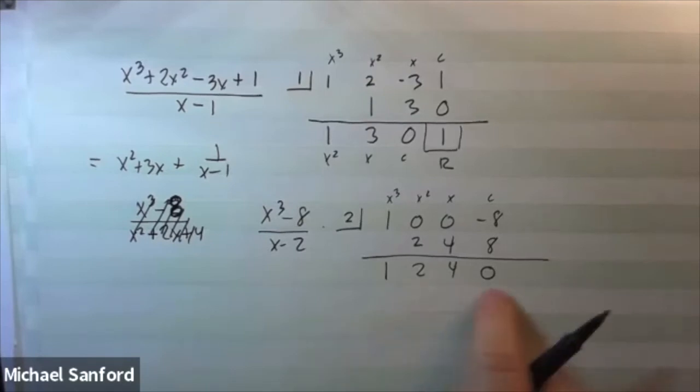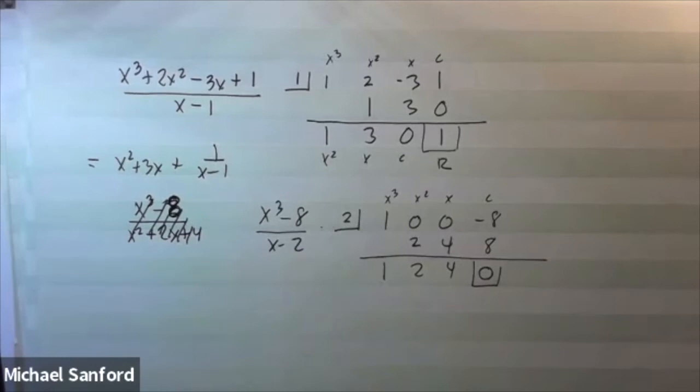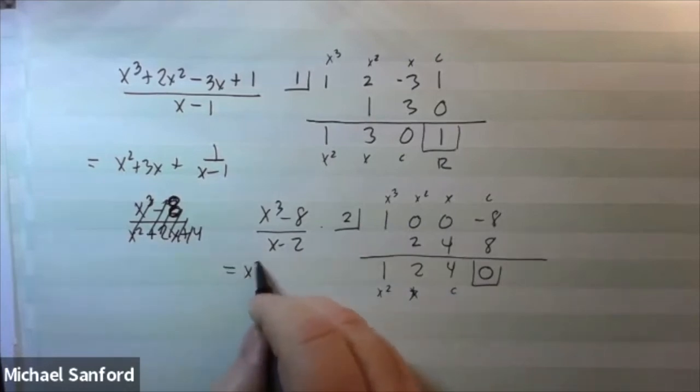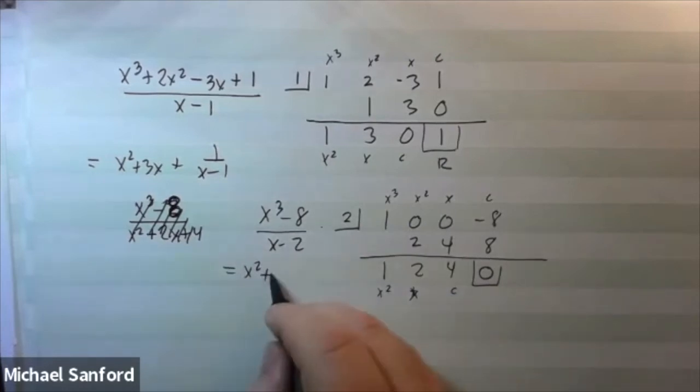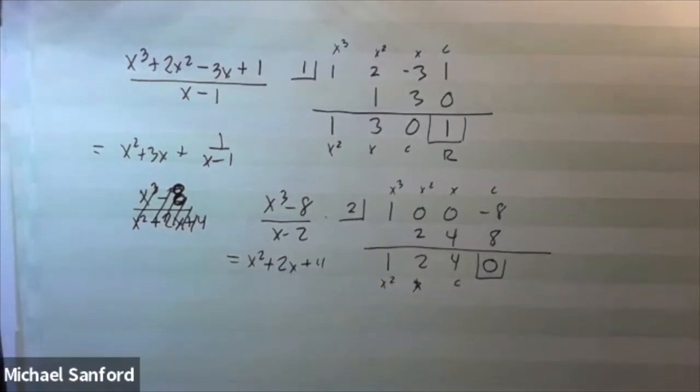So that means that when the remainder is 0, this thing divides into it. And so notice that what we have is the squared term plus the x term plus the constant. So this thing is equal to x squared plus 2x plus 4, like that.